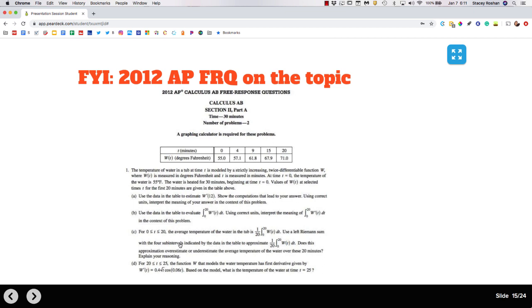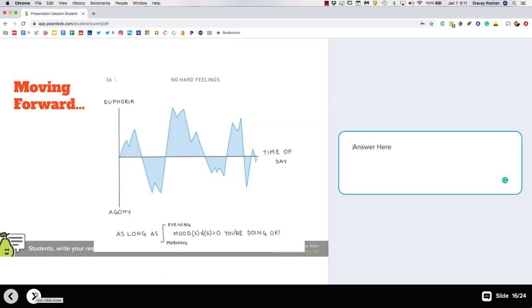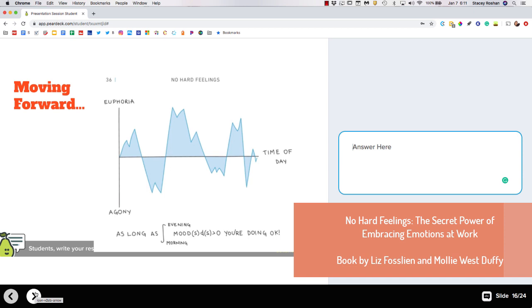This is what it's going to look like, and we're almost at the point where we are able to solve full free response questions, so we'll be getting to that. I found this little graphic, and you know how much I like graphics and comics, in a book that I was reading, and I just thought it was really clever.